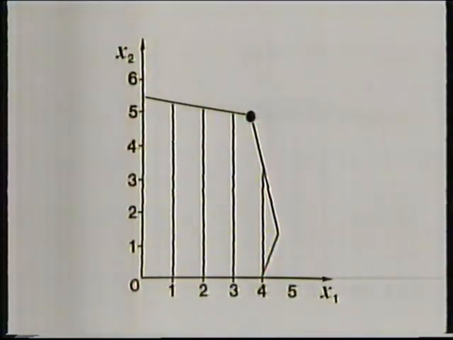So we restricted ourselves to two sub-problems. First of all, we said x1 has to be either less than or equal to 3 or greater than or equal to 4. By restricting ourselves to these two regions, we're not taking out any points on the vertical lines. So we first of all solved the problem corresponding to the left-hand region, and we got this point. We then solved the problem corresponding to the right-hand region, and we got that point.